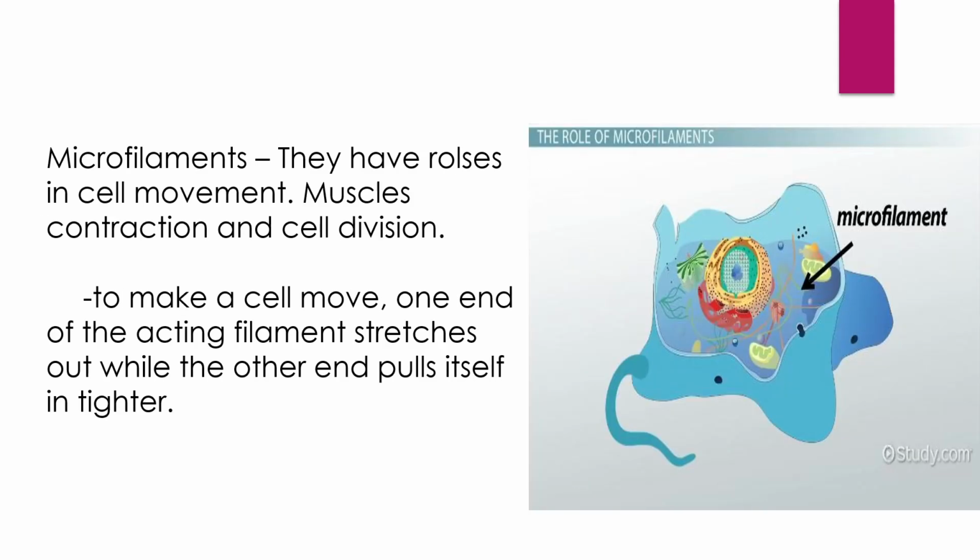The next is the microfilaments. They have roles in cell movement, muscle contraction, and cell division. To make a cell move, one end of the actin filament stretches out while the other end pulls itself in tighter.